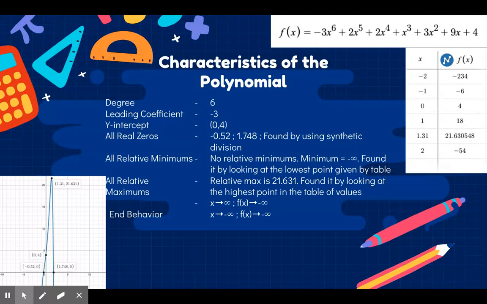minimums: there were no minimums because they led to negative infinity, so it wasn't relative, and there was one relative maximum, at 21.631, and I found that by looking at the table of values that Desmos generated. The end behavior can be explained as x goes to infinity, f of x goes to negative infinity, and as x goes to negative infinity, f of x goes to negative infinity.